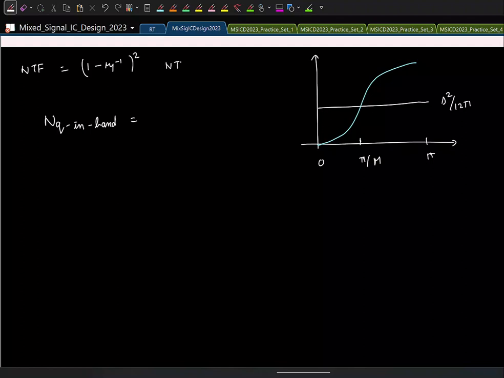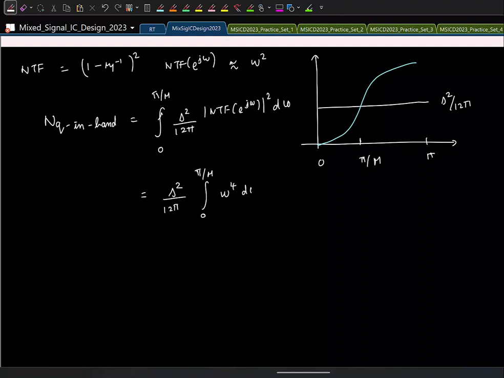At low frequencies, my NTF of e power j omega goes as omega square. And remember, to find the power spectral density, I'll have to integrate this: 0 to pi by m, delta square by 12 pi times the magnitude squared of NTF. So this is basically delta square by 12 pi, integral 0 to pi by m of omega power 4 d omega. Just do the integral and tell me what this is. Omega power 5 by 5, so pi by m power 5 by 5.